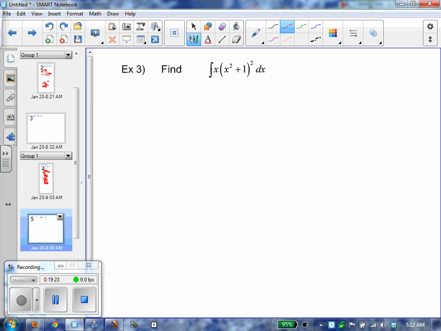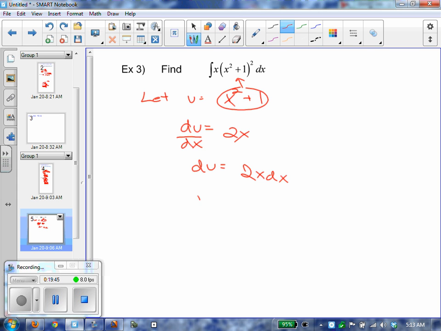About this one, what will you let be the inside? You're getting better now. x squared plus 1. If I take the derivative of it with respect to x, I'm going to get 2x. Cross multiply, du is going to equal 2x dx. So when I make this substitution, I'll have my u squared and 2x dx. The dx is taken care of when I throw in my du, because du takes care of a dx. It takes care of this x, but it's introduced a 2 that was not in my original problem.